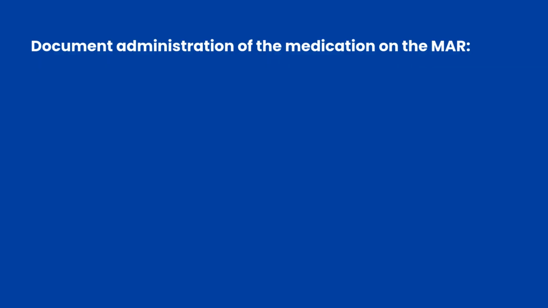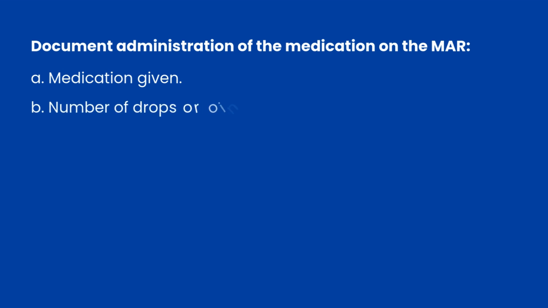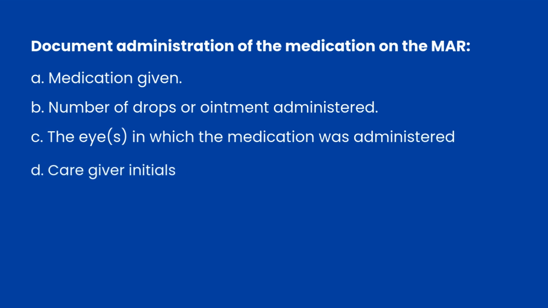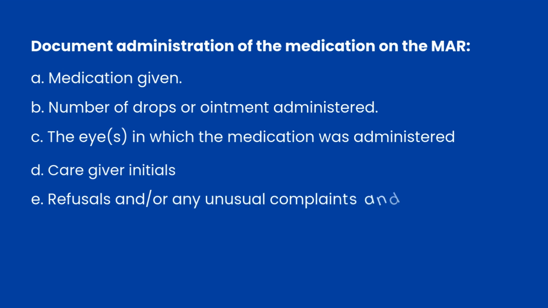Our final step is to document the administration of eye drops or eye ointment on the resident's medication administration record. Caregivers are to include medication given, number of drops or ointment administered, the eye or eyes in which the medication was administered, their initials, and any refusals or unusual complaints or action taken.